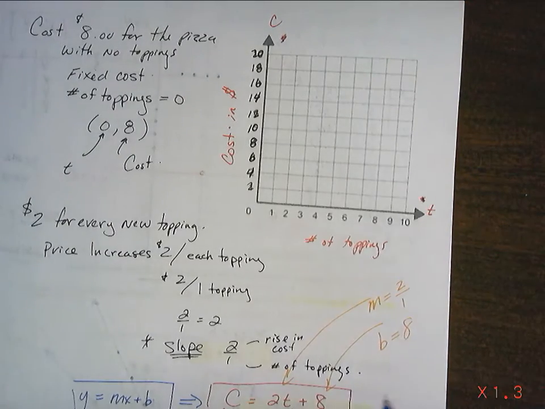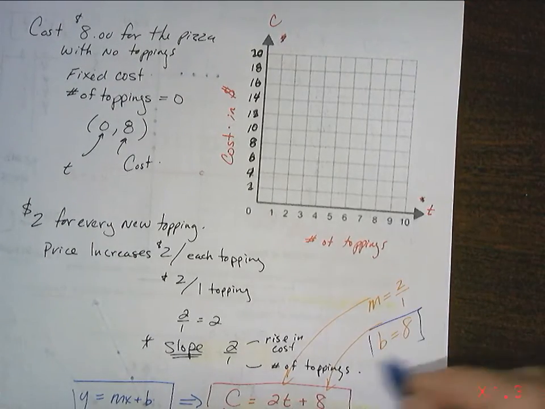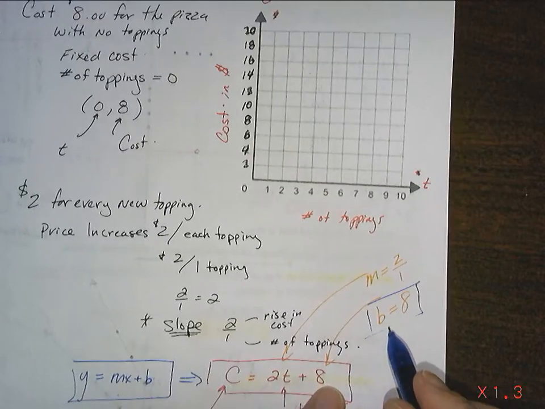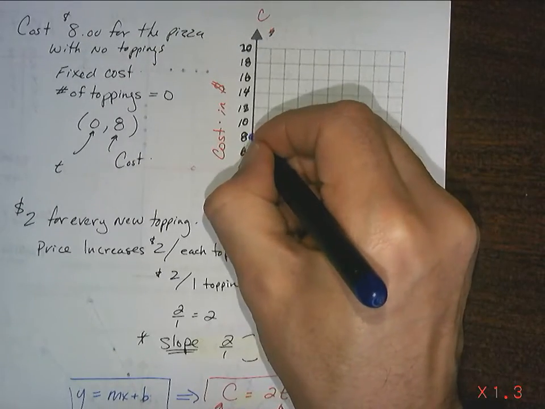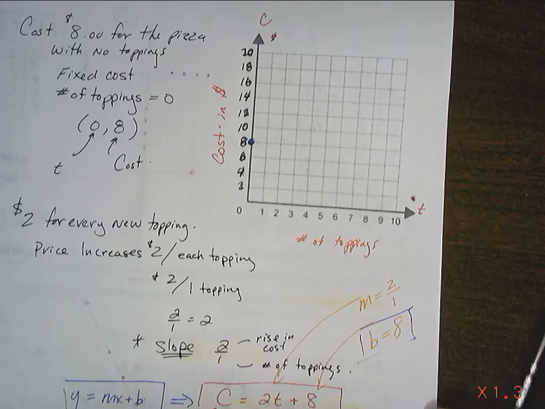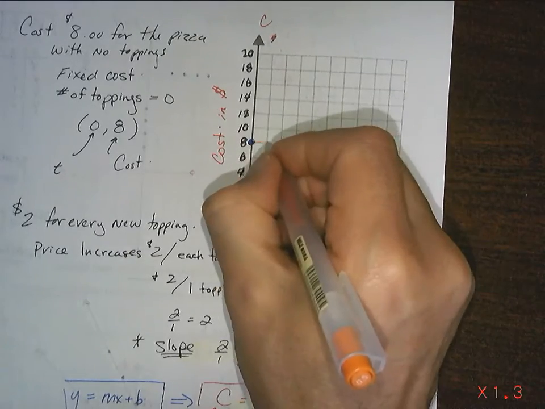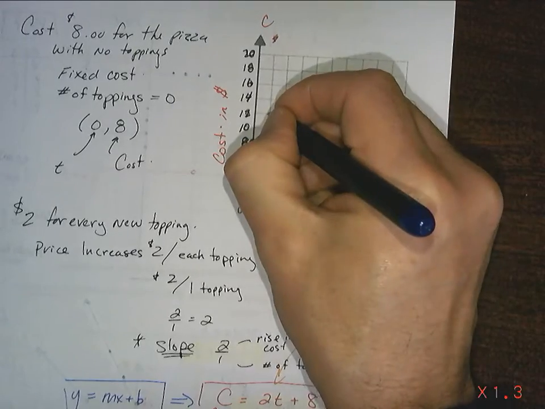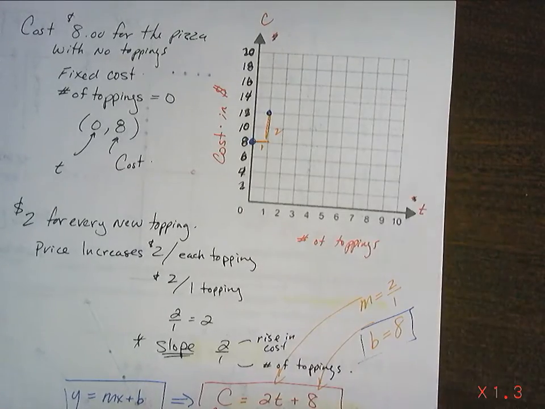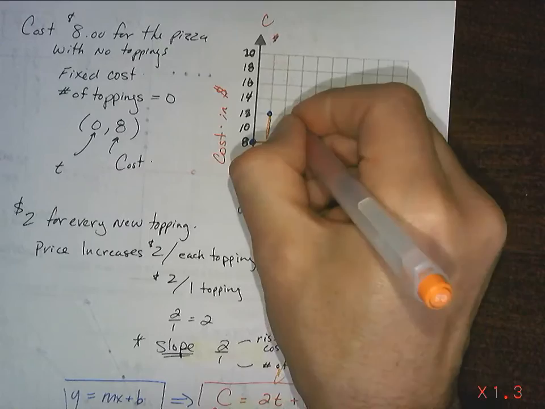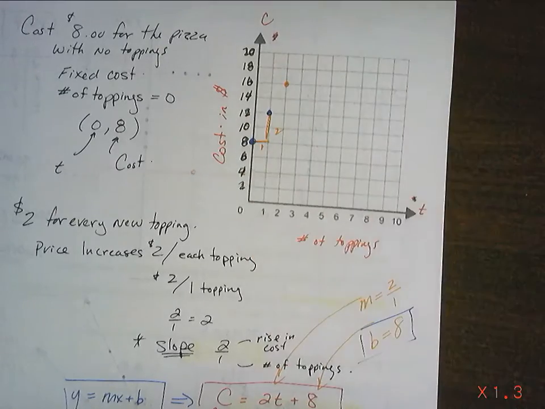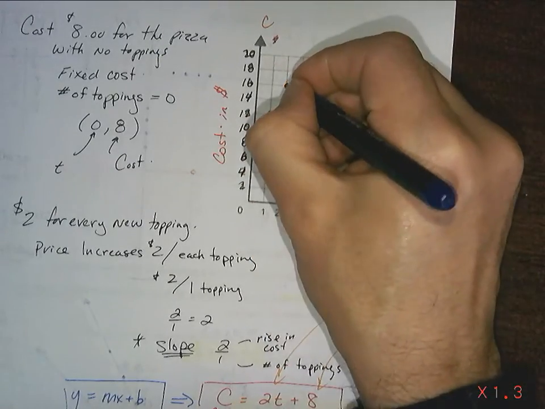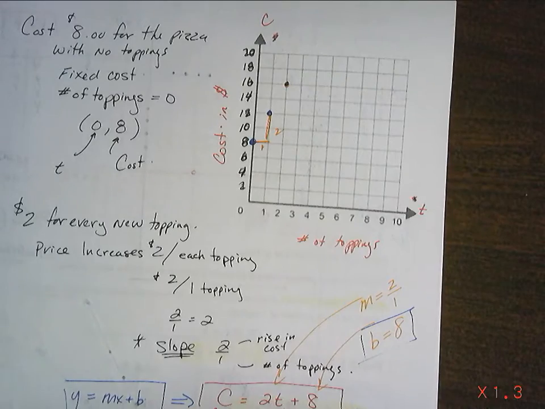So now, go back to what I was doing. I'm taking my b value, so I'm going to 0, 8, and I'm going to use my slope, which is over 1 up 2, to get the next point. And then I'm going to use my over 1 up 2 to get my next point. And so on, and so on, and so on.